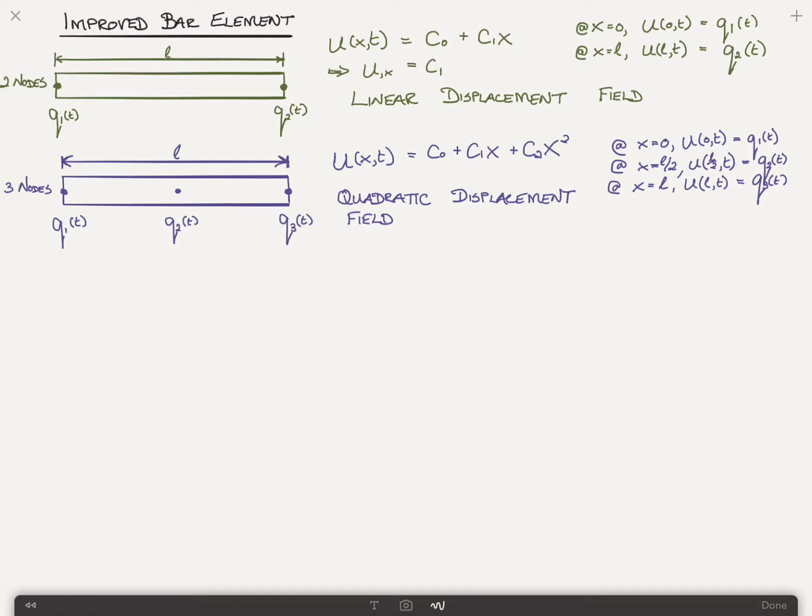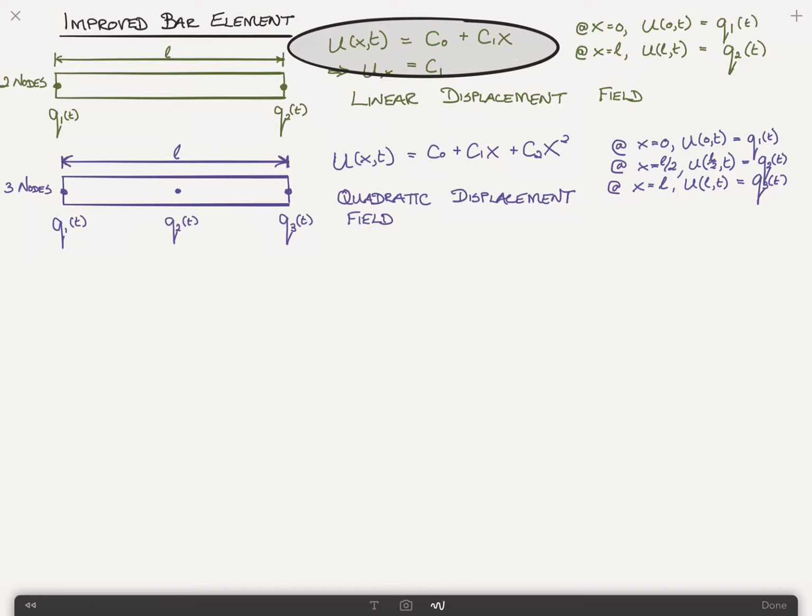Hi, in this video we will derive an improved bar finite element. I've drawn in green the finite element that we derived previously. It's a two-noded element. We have a node at each end. And what we did is we assumed a linear displacement field of the form C0 plus C1x.